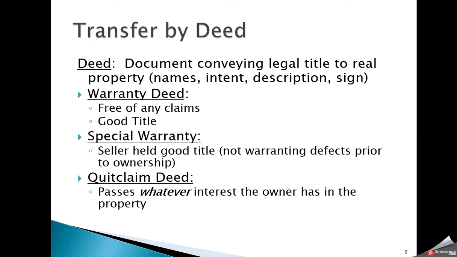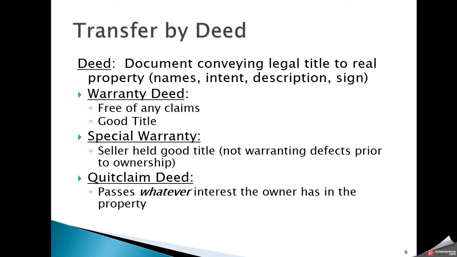A special warranty is saying that the seller had good title while they held the property, but they're not going to warrant any defects prior to them. So like if they had it for 20 years, they're saying, hey, during my 20 years, it's free from any claims. Everything's been paid up, taxes and all that stuff. But prior to that, I don't know.